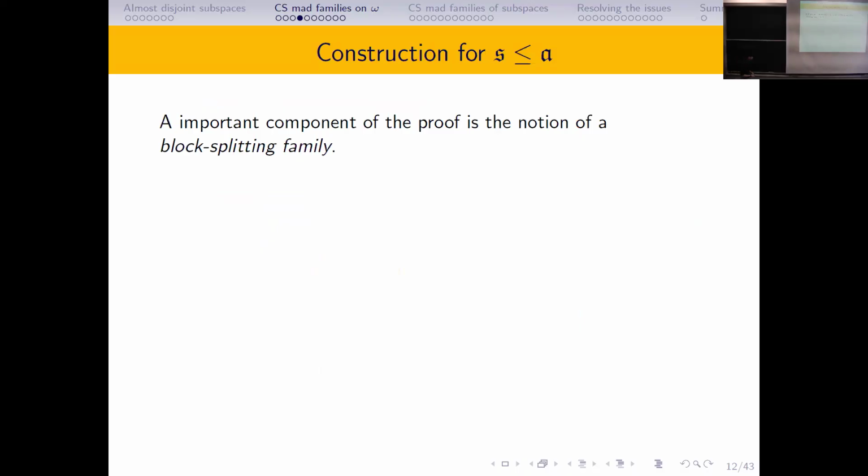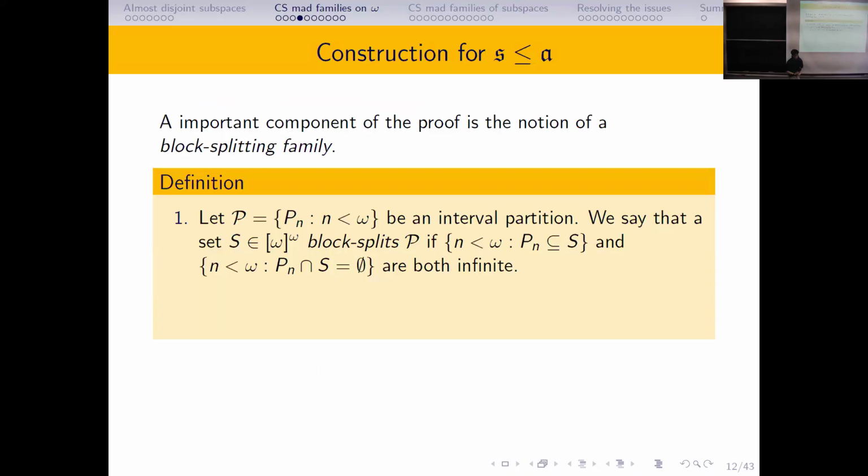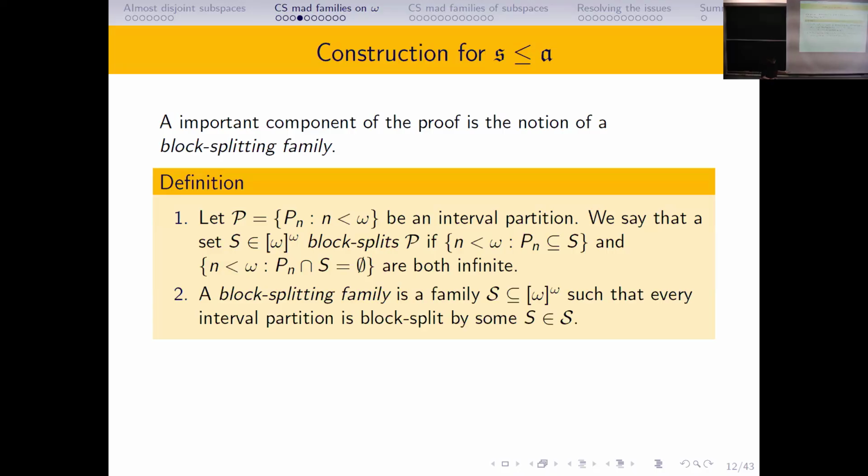So you may have heard of a splitting family. A block splitting family, instead of splitting sets, splits interval partitions. We say that an infinite set S block splits some interval partition if the set S contains infinitely many intervals, P_n's, and also avoids infinitely many P_n's. An interval partition is a partition of omega into intervals. And of course, a block splitting family is just a collection of sets in which every interval partition is block split by some member of this family.